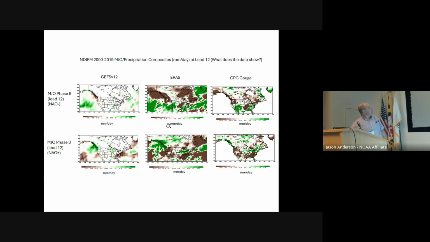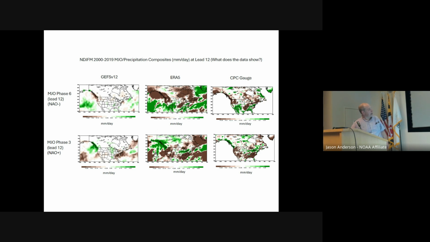So I took phase 6 for lead 12, NAO negative, and then phase 3, approximately, for NAO positive. And I looked at GEOS V12, ERA5, and the CPC gauge. For V12, you're seeing some signal in the Pacific, but you don't really see much in the US. So the GEOS V12 doesn't do much for phase 6. The NAO negative signal doesn't really show up well, if at all. ERA5 is seeing a tendency for wet across the east, that wet, dry, wet signal. CPC gauge, the same thing.